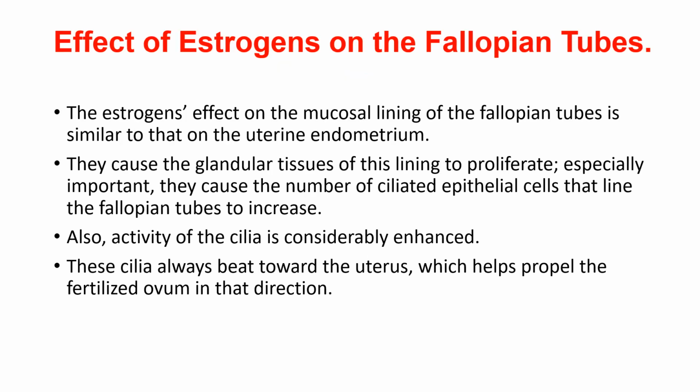Effect of estrogens on the fallopian tubes. The estrogens' effect on the mucosal lining of the fallopian tubes is similar to that on the uterine endometrium. They cause the glandular tissues of this lining to proliferate. Especially important, they cause the number of ciliated epithelial cells that line the fallopian tubes to increase. Also, activity of the cilia is considerably enhanced. These cilia always beat toward the uterus, which helps propel the fertilized ovum in that direction.